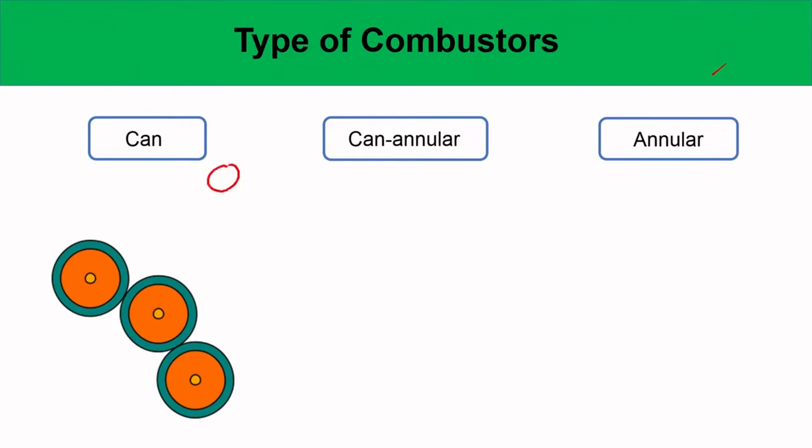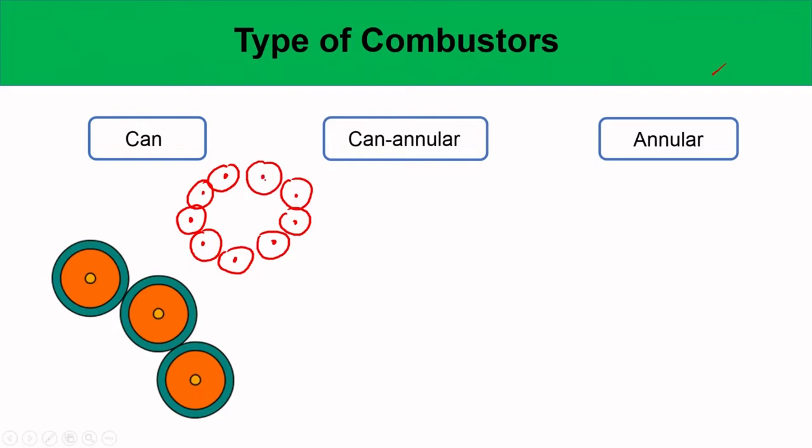We are just showing only three cans, but actually it looks something like this. Okay, this is arranged in the form of beads around the central shaft, and this is how the can type combustor looks like. So these are the central injectors that are being shown. But here, each of the combustors is essentially separate. The central part contains the shaft. Okay, so this combustor is arranged in this manner.